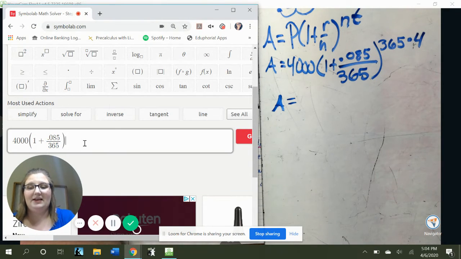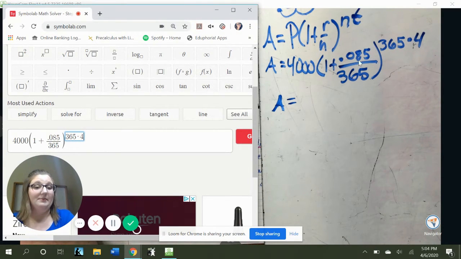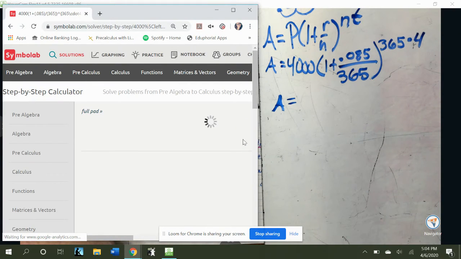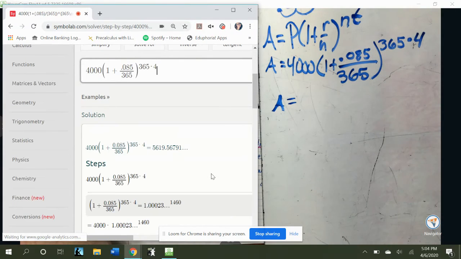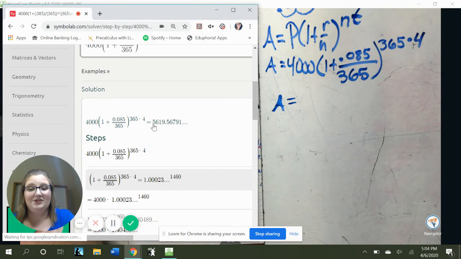Then I'm going to arrow outside of the parentheses, and then to get my exponent of 365 times 4, I'm going to click this button right here where there's X with a box. That's going to allow me to type in a power, and in that power, I'm going to type in 365 times 4, and I just used the times button on my keyboard to get times 4. Now that I've typed it all in and it matches what I have written out, I can click go. All right, and then once that loads, it'll give me my final answer right here.